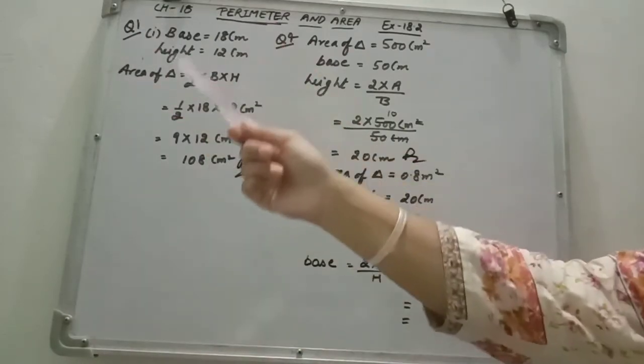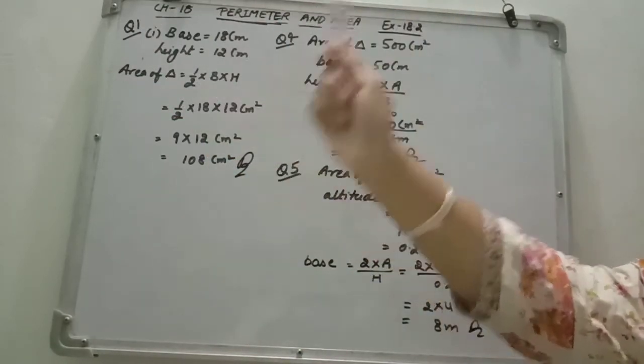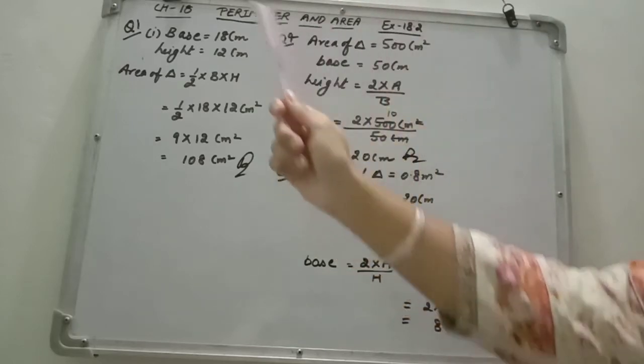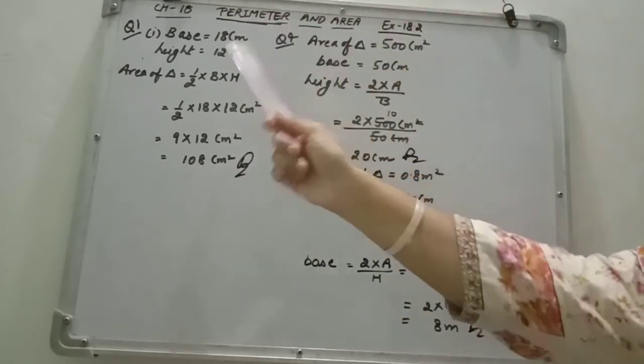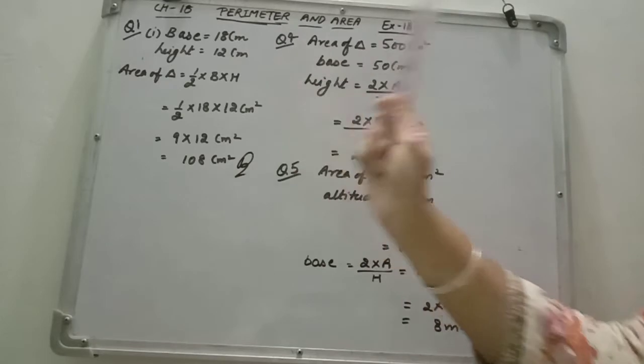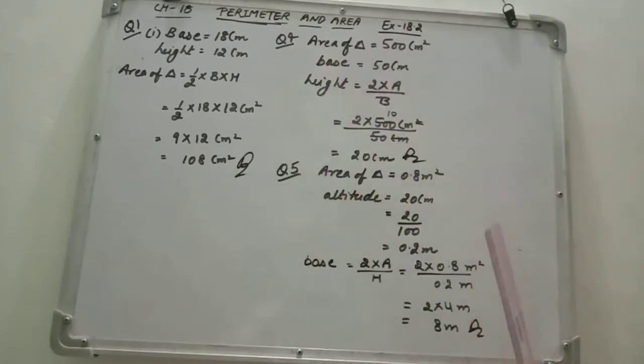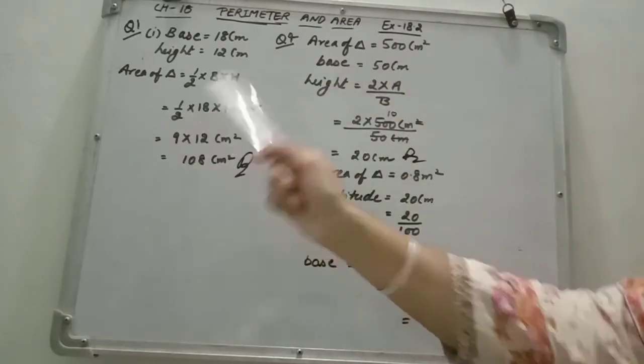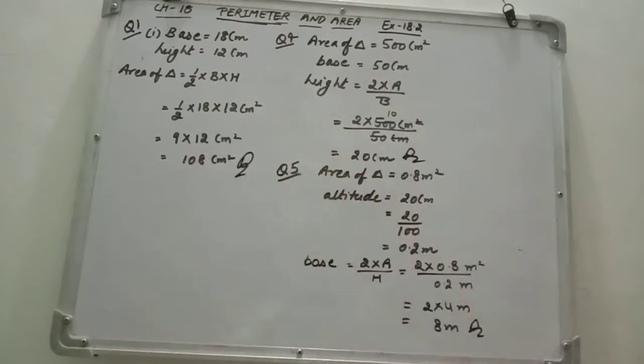So we know that the formula area of triangle is 1/2 base into height. So what is the base? 18. And what is the height? 12. So centimeter square. So 2 cut with 18 we get 9 into 12, 108 centimeter square. Clear?